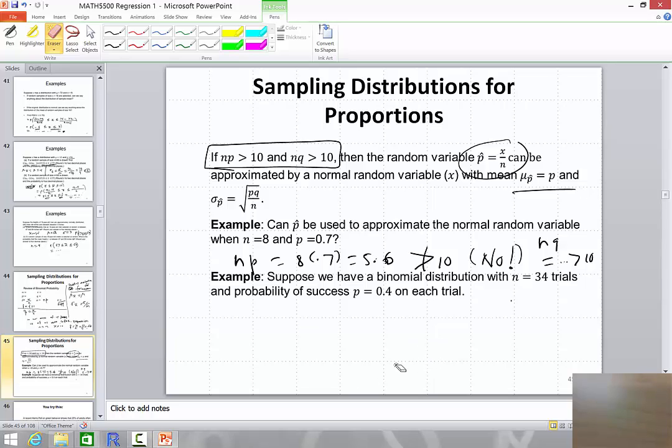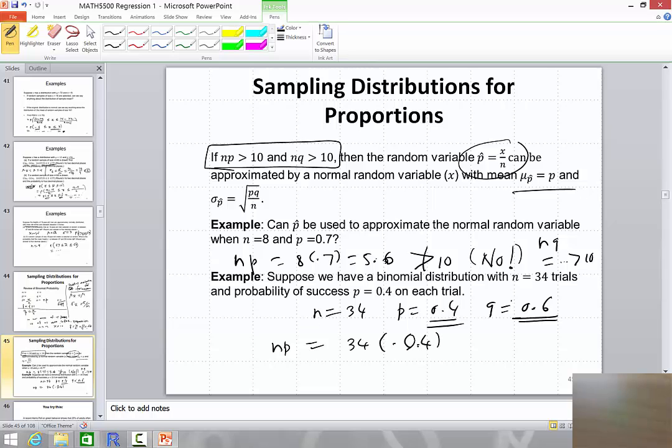All right, in this example, n is equal to 34, p is equal to 0.4, q is equal to how much? 0.6. How did I get this? p is 0.4, q is 0.6, and that sums up to 1, right? So n times p is 34 times 0.4.